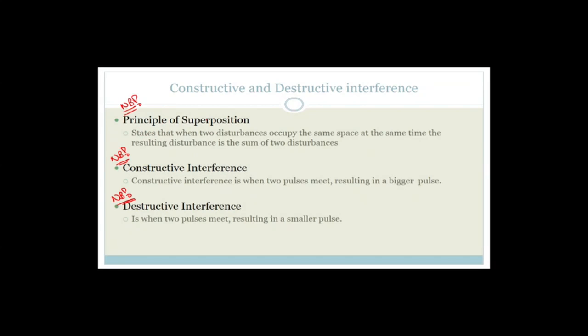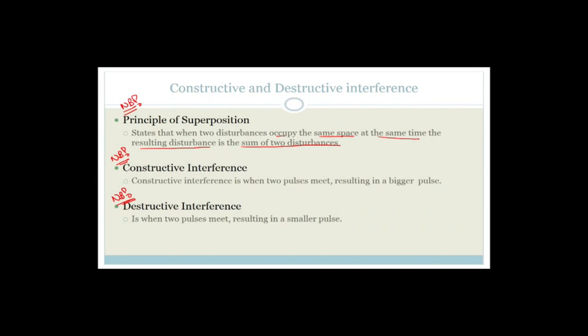So the principle of superposition states that when two disturbances occupy the same space at the same time, the resulting disturbance is a sum of the two disturbances. In other words, when they cover each other, when they move over each other, move into the same space.